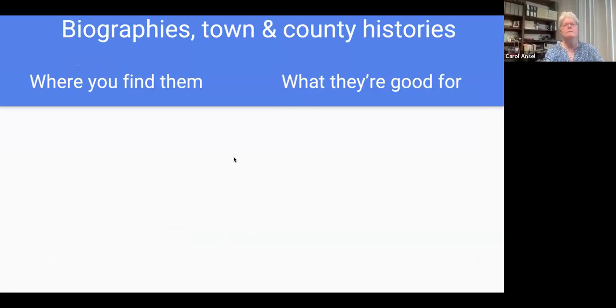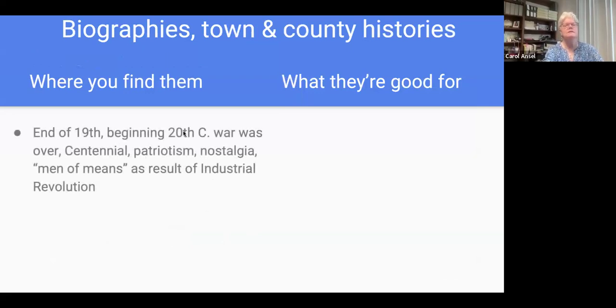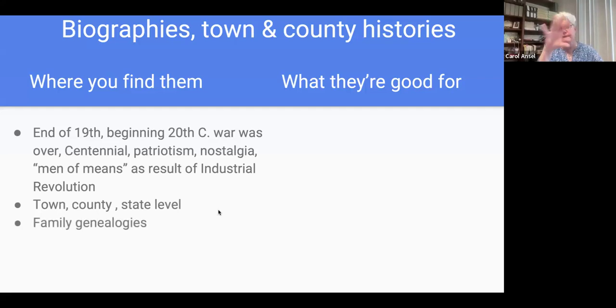Okay, these biographies in the town and county histories, as I was mentioning earlier, are from the beginning of the 20th century, end of the 19th. The war was over, we had the centennial, and patriotism and nostalgia were rampant, I guess. And this is generally the men of means as a result of the Industrial Revolution. You're not going to see quite so much of your humble farmer ancestors, but you may well find a little family description in one of these books.